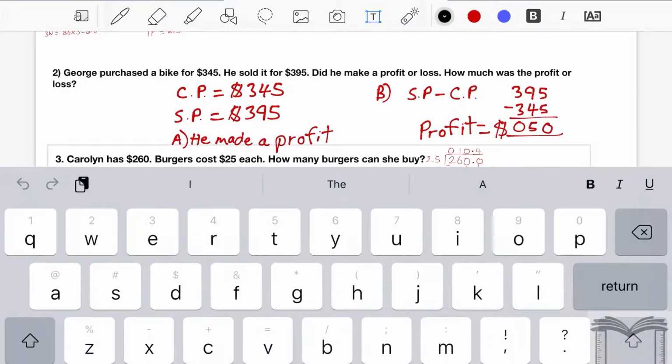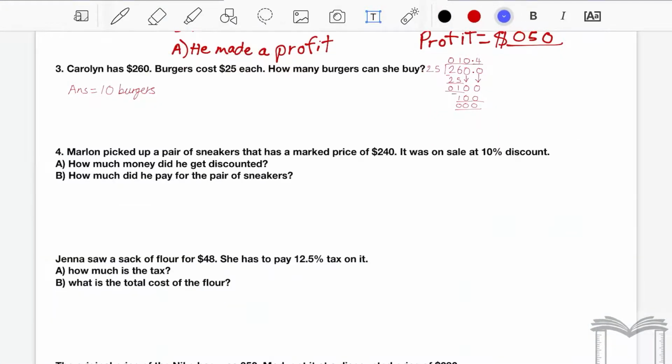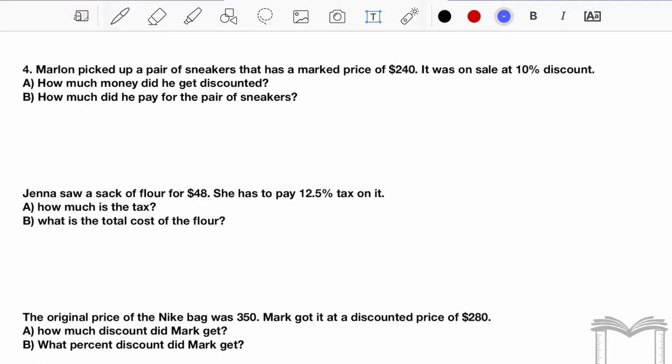Number 4. Marlon picked up a pair of sneakers that has a marked price of $240. It was on sale at 10% discount. How much money did he get discounted? And part B, how much did he pay for the pair of sneakers?